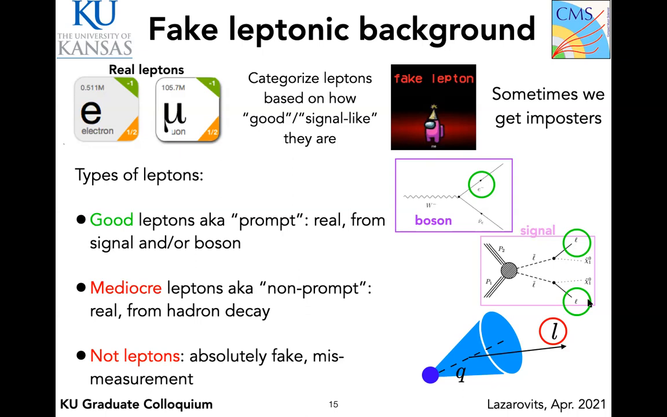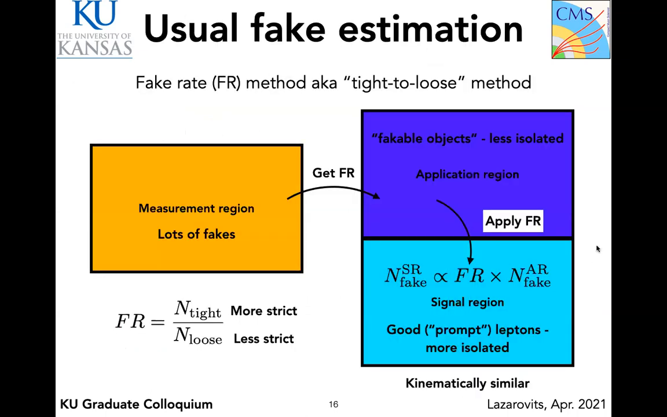And the way that the fake leptonic background is usually taken into account in analyses is with something called the fake rate method or the tight to loose method. And you saw earlier that we want to separate our data into these different regions, and it's for reasons like this, so we can get a different handle on what's going on in different areas of our data. And so for the fake rate method specifically, what we want to do is start with the measurement region. And this is a region that has a lot of fake leptons. We're very confident that we're not going to get a lot of real leptons here. And in this measurement region, we want to measure something called the fake rate, which is defined down here.